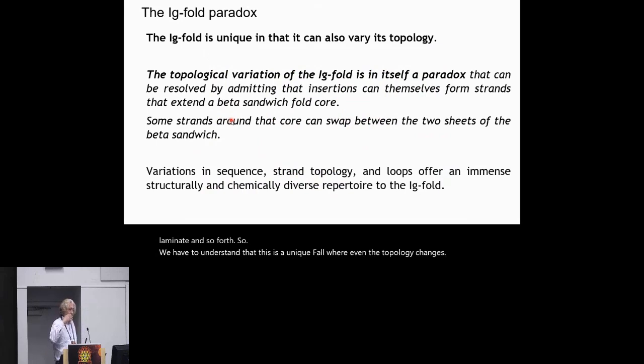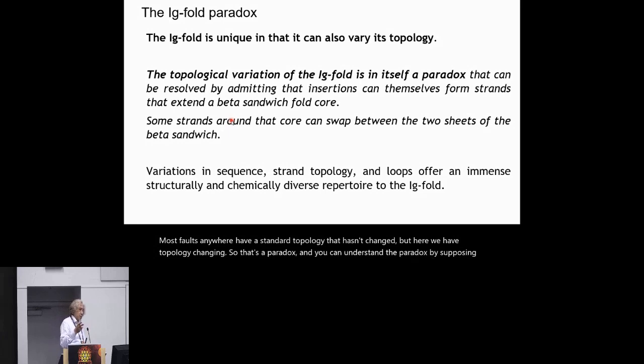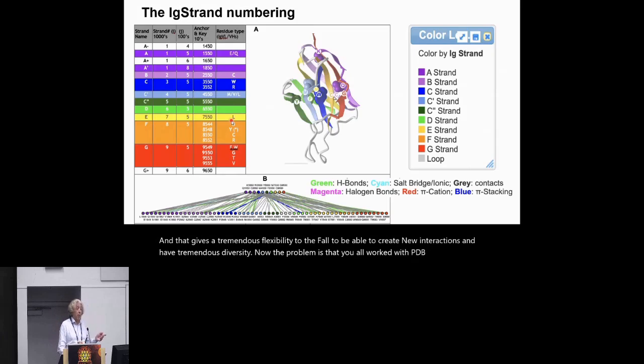So we have to understand that this is a unique fold where even the topology changes. Most folds anywhere have a standard topology that hasn't changed. But here we have topology changing. So that's a paradox. And you can understand the paradox by supposing that the insertions are actually also forming strands that can extend the sheets. And that gives a tremendous flexibility to the fold to be able to create new interactions and have tremendous diversity. Now, the problem is that you all worked with PDB files and they have numbers, and the sequence numbers change even for very close proteins.